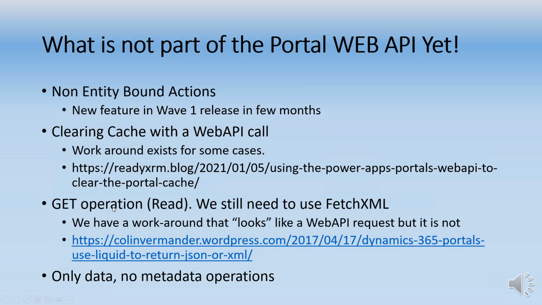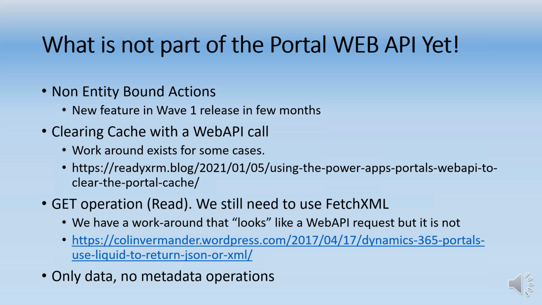Get operations. As you saw before, we have create, update, delete, associate, disassociate, but we don't have get. Currently we can get things from the Dataverse using FetchXML, but that doesn't fit with the vision of Web API, because FetchXML only executes once on the load of the page. If you want to get a record value from Dataverse while doing some logic in JavaScript, you can't. I will go through a workaround and show you the code for it as well.